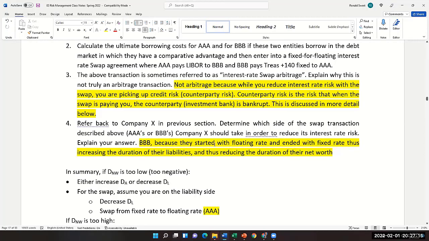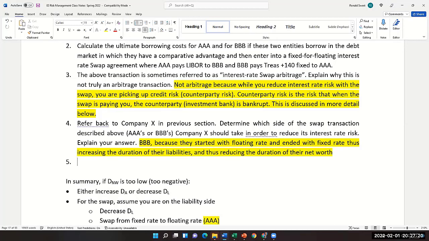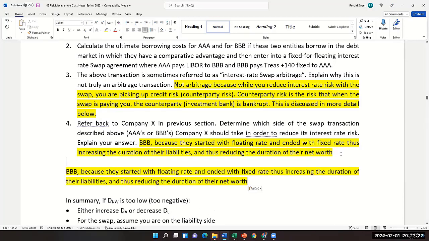All right, let me write this incorrectly, because I do count off for this on the exam. I have students that type this. Anybody see a problem with that? They started floating rate, ending with fixed rate, thus increasing their liabilities and thus reducing their net worth. Is that what they did? You know, any bank out there that says, hey, we're working hard to reduce our net worth? Doesn't make sense, right?